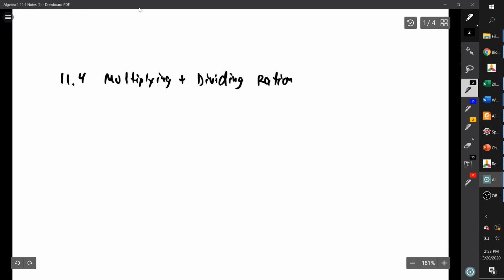So this is 11.4, and it's multiplying and dividing rational expressions. Oops, that'll make it easier. I forgot to scroll up all the way, so I have a little bit extra space to work with.